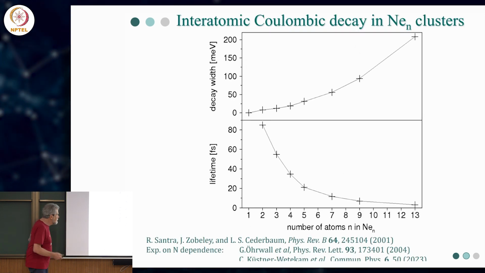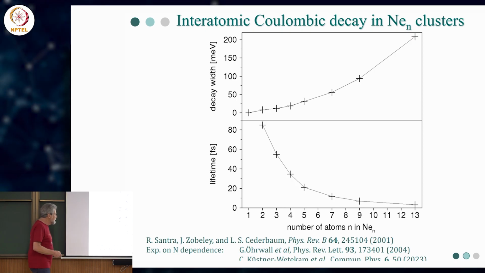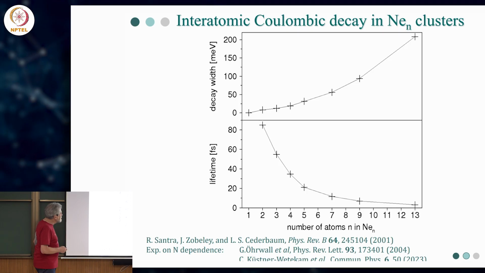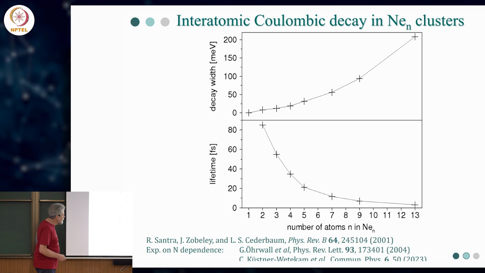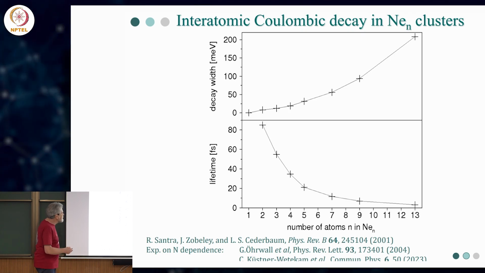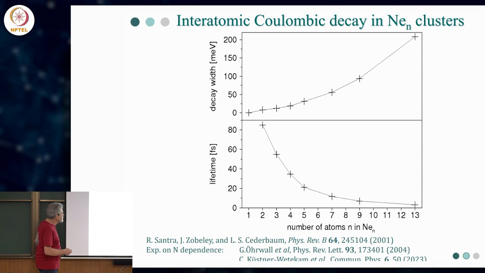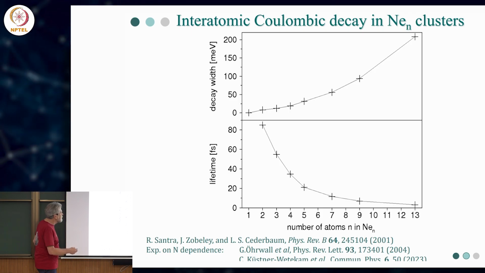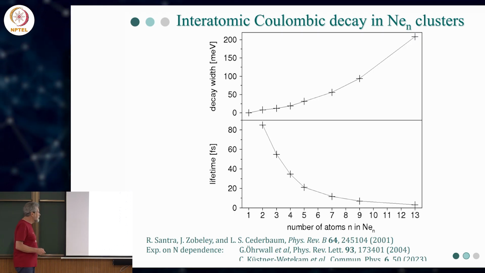Okay, here is a historical calculation of the width. You see the width with the number of neon atoms, it goes linearly. Something happens here, which is not fully clarified yet, whether the width really goes up more than linearly or whether it's a kind of numerical artifact.